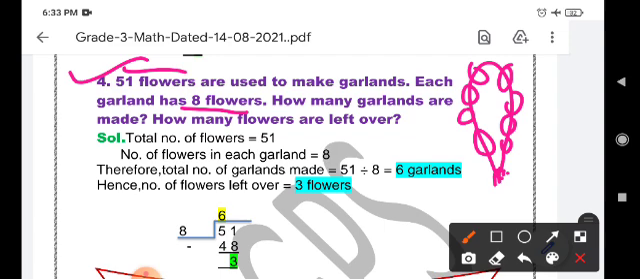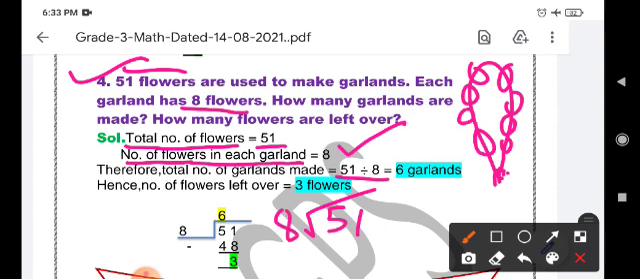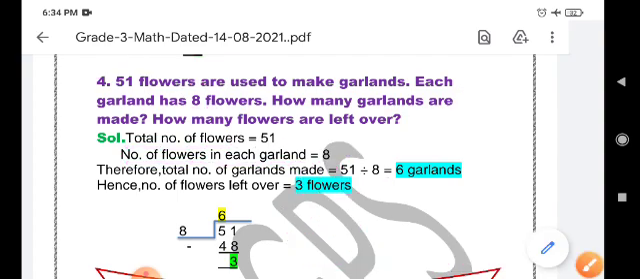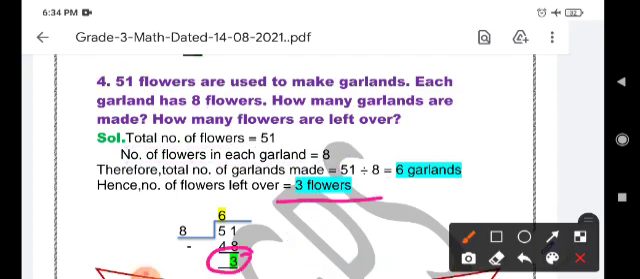That means remainder. First we will write total number of flowers is 51. Number of flowers in each garland is 8. Therefore, total number of garlands made is 51 divided by 8. 8 5s are 40, 8 6s are 48. Right? 51 minus 48 gives 3 when we subtract them. That means we can make 6 garlands, and each garland will have 8 flowers, and the number of flowers that will be left over, the remainder, is 3 flowers.